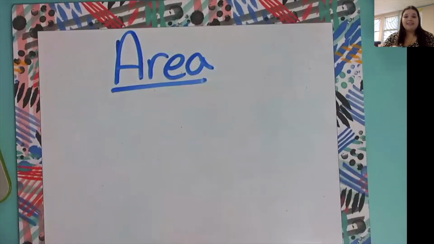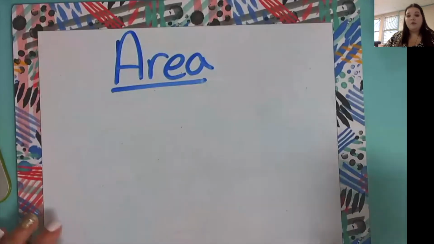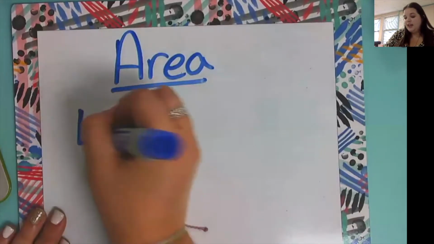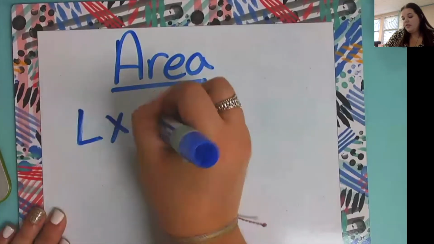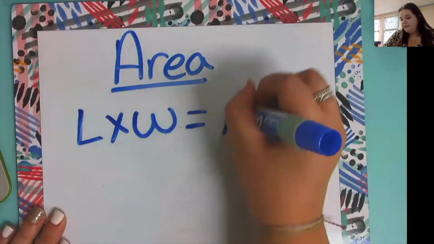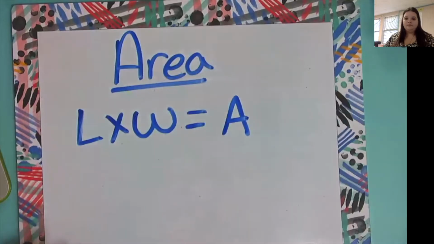So area has a formula, and this is the formula that you guys will use whenever you are trying to figure out the area of a shape. The formula is length times width equals area. I'm going to put A for area.